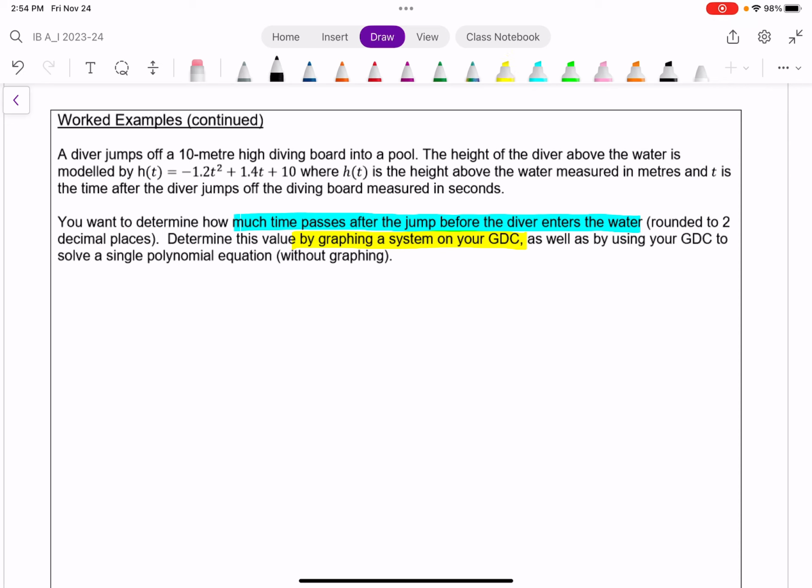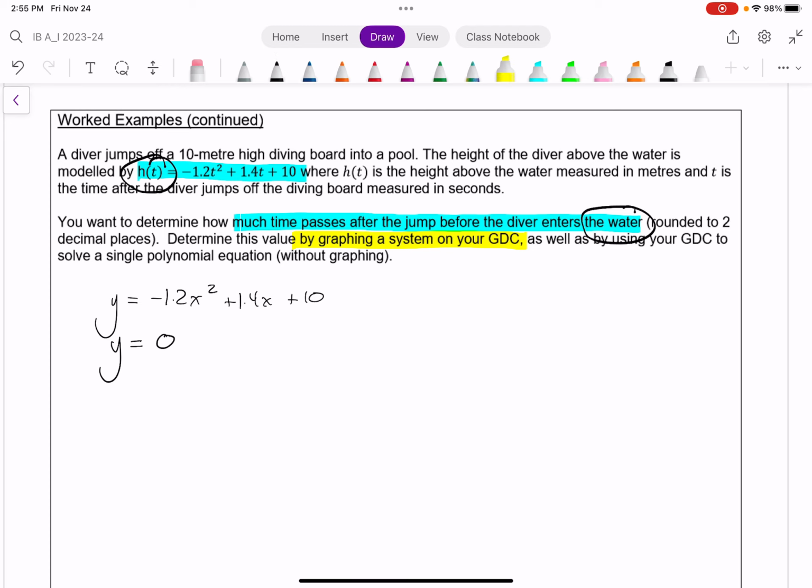So if I want to graph this equation here, instead of h of t, I'll probably write y equals -1.2x squared plus 1.4x plus 10. Now, if I want to find where this person enters the water, I want to find when their height above the water equals 0. So the other part of the system I'm graphing is where y equals 0. Well, that's just the x-axis, so I don't really need to graph that.